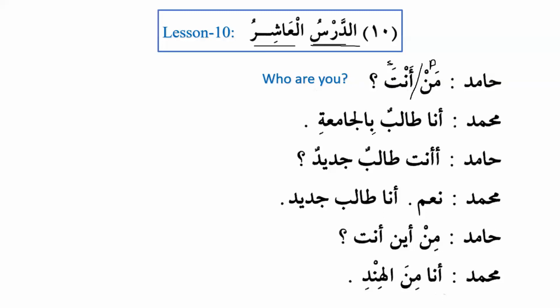Muhammadun says, Ana talibun bil jamiati. So here is your preposition ba. And the first use of ba we are learning over here is that it is used for place. So for example, we say, Ana talibun bil jamiati. So ana will be subject and talibun will be predicate, and bil jamiati is jar majroor. Ana talibun bil jamiati: I am a student at the university.